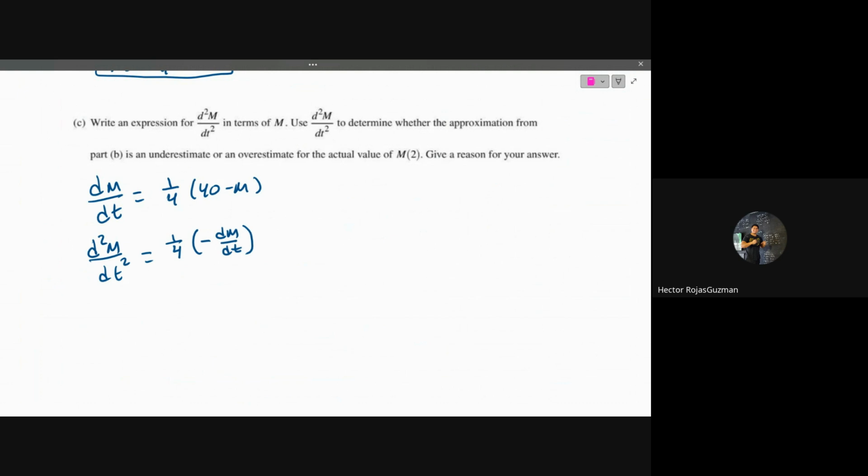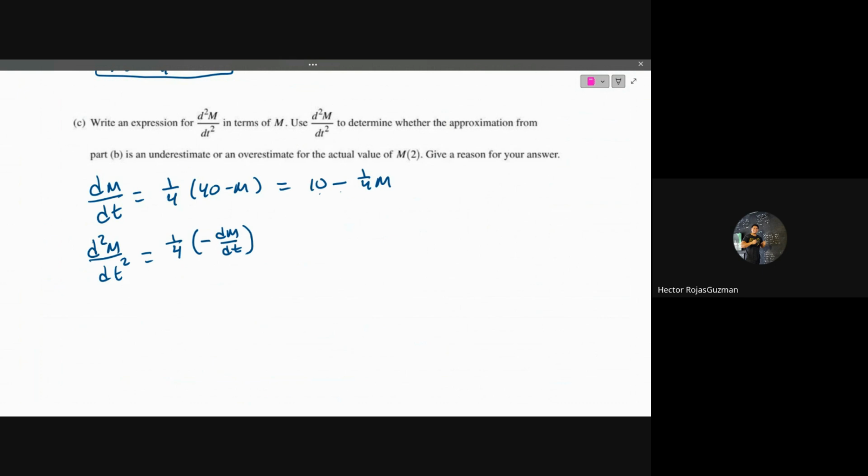Why didn't I use product rule? Because there was no need, right? Like, this is basically 10 minus 1/4 m. They're constants. You don't need the product rule. The derivative of 10 is 0, and the derivative of negative 1/4 m is negative 1/4 dm dt.